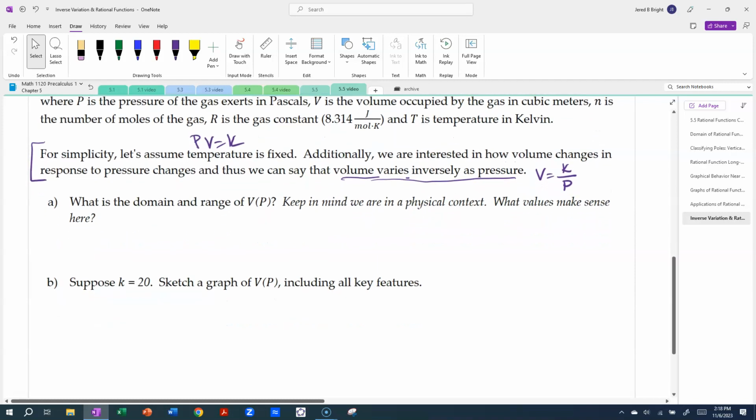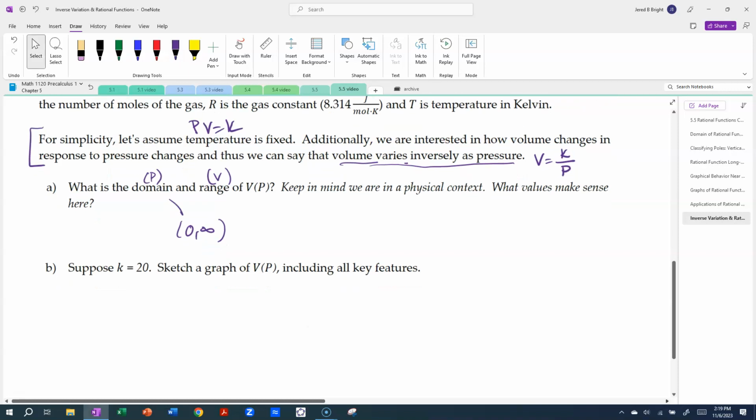Part A: what is the domain and range of V of P? If we're thinking in a physical context, the domain is pressure and the range is volume. What makes sense for pressure and volume? Aren't they both just 0 to infinity? You can't ever have a pressure of 0 on something because otherwise you don't have it, but then it would continue increasing to infinity. And in this case, you actually can't have a pressure of 0 because you divide by 0 and bad things happen.